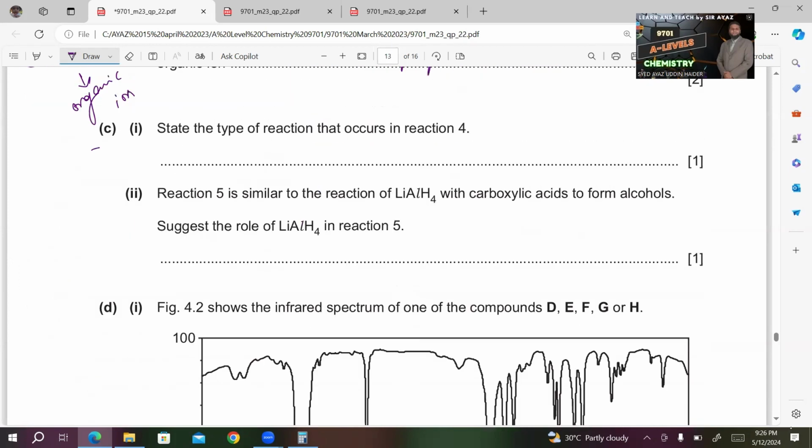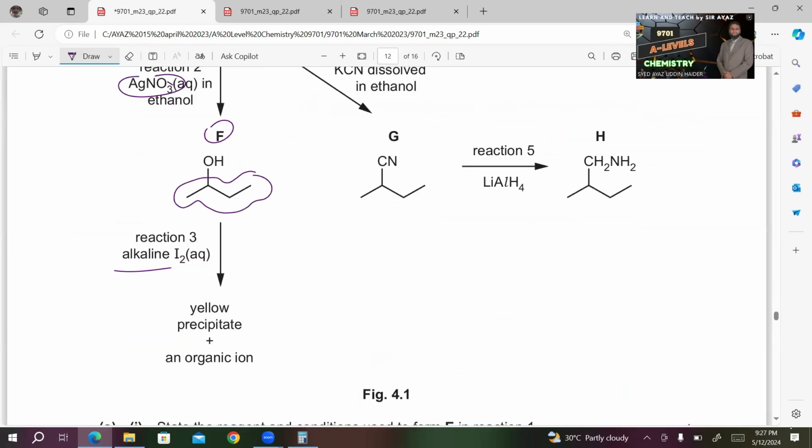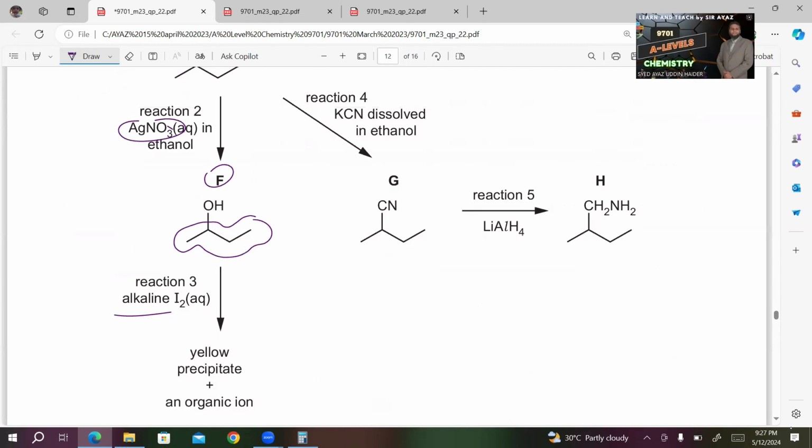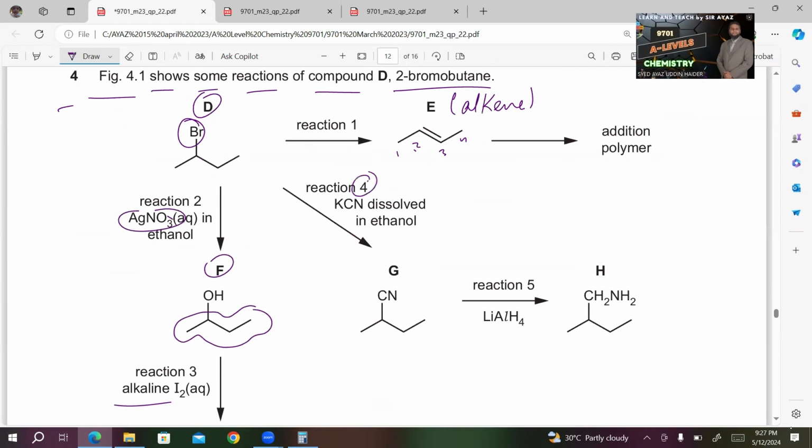C1. State the type of reaction that occurs in reaction 4. Here is reaction 4. So when you are reacting with KCN, what you are getting is CN, which means it must be substitution, because CN is substituted for Br. So you write substitution.